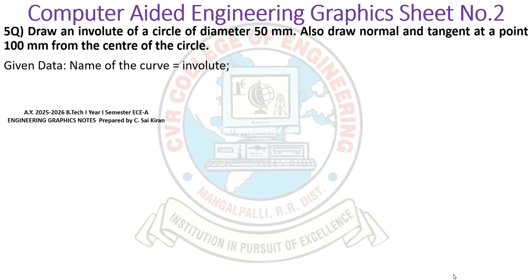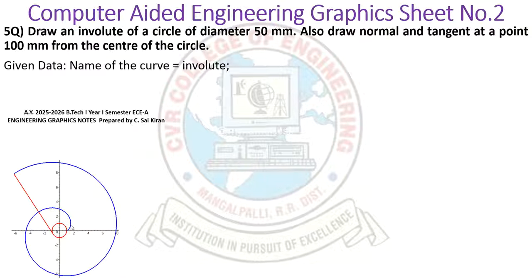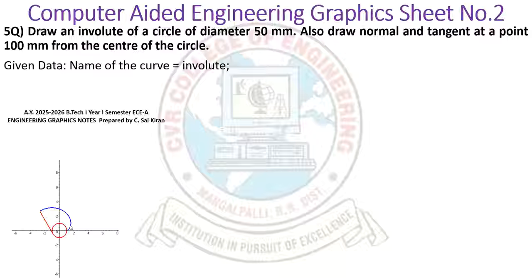Hello all, in this video we will be learning how to draw an involute of a circle of diameter 50 mm. The question says to draw the involute of a circle of diameter 50 mm and to draw the normal and tangent at a point 100 mm from the center of the circle. First we need to understand what is meant by involute. If a thread is wound on a circle and we keep unwinding it continuously, it will generate an involute.